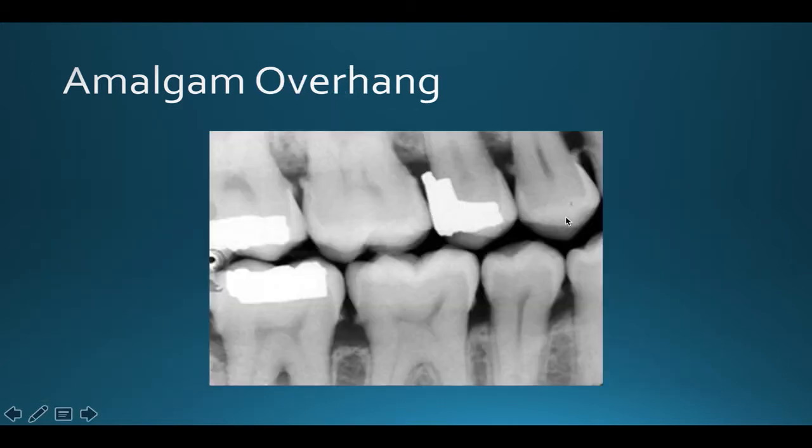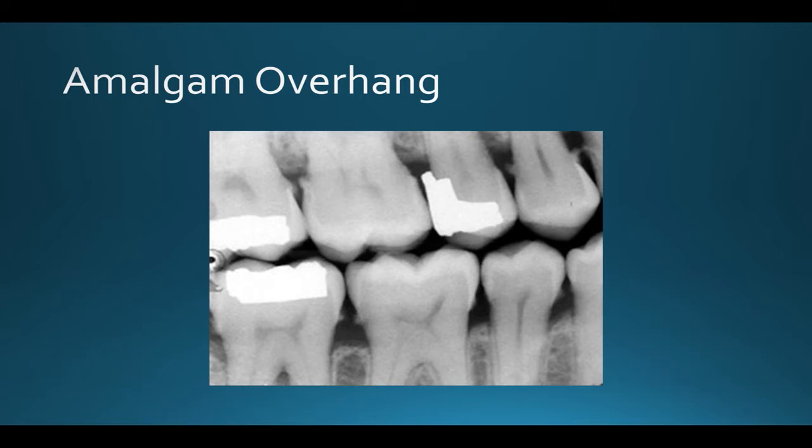When you have amalgam, what you can sometimes see on a radiograph is what's called an amalgam overhang. Amalgam overhangs are extensions of amalgam beyond the crown portion of the tooth in the interproximal region. An amalgam overhang is not something we like to see because it disrupts the natural cleansing contour of the tooth. Thus, it can trap food and becomes what we call a plaque trap, and can contribute also to bone loss or caries.